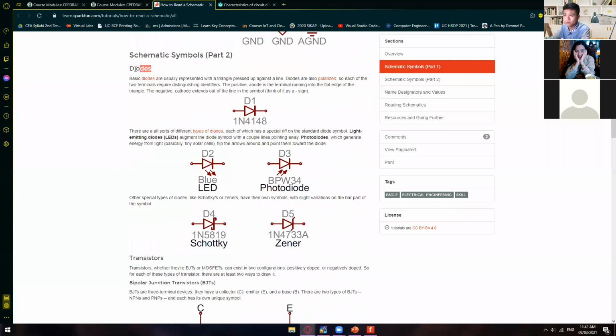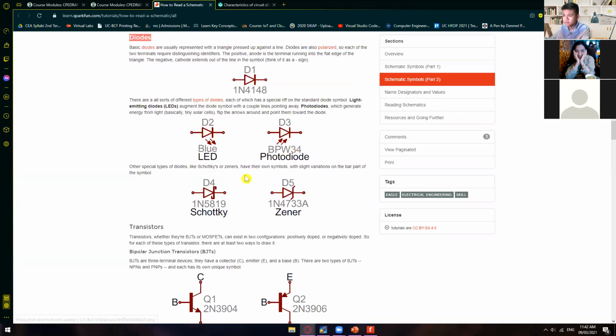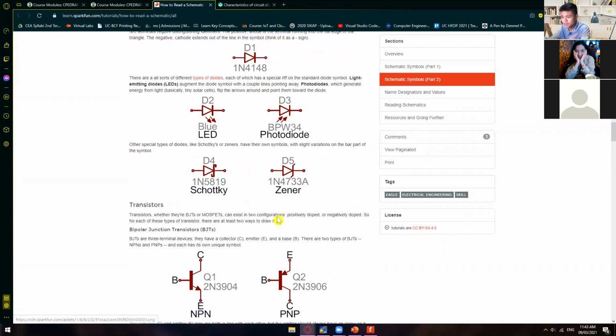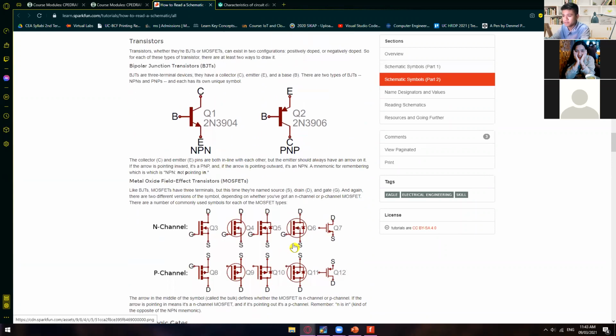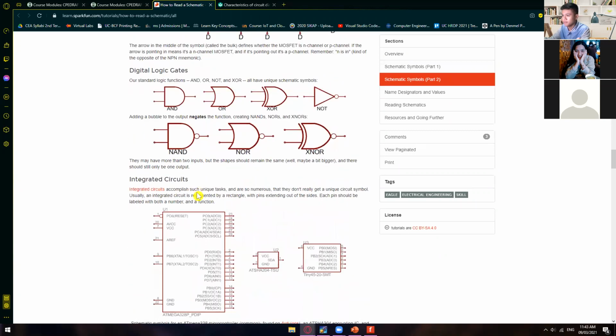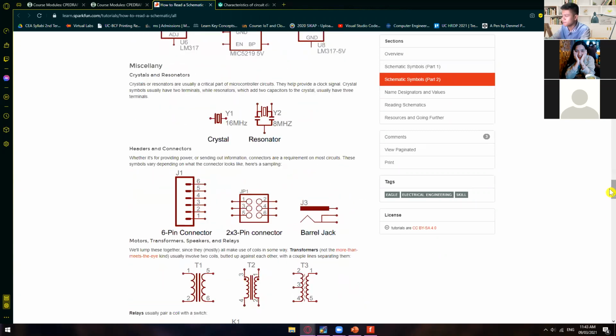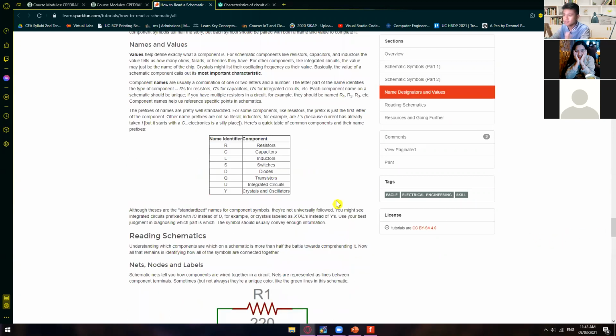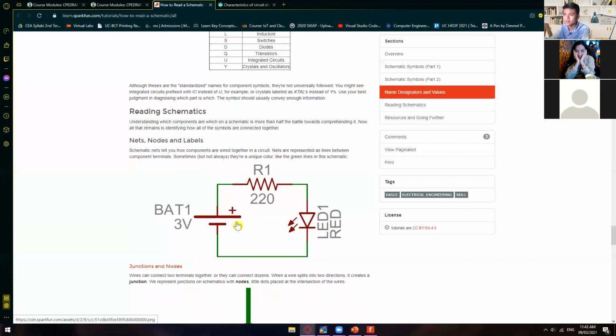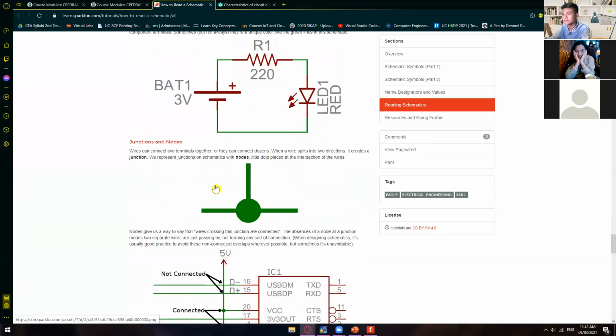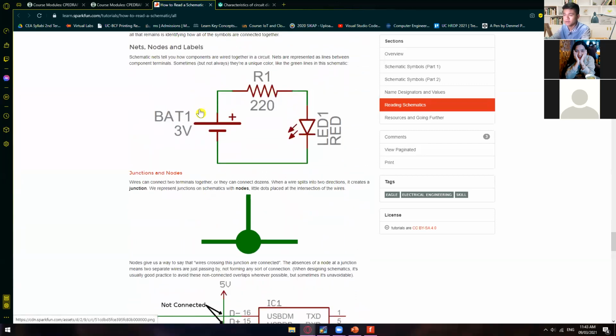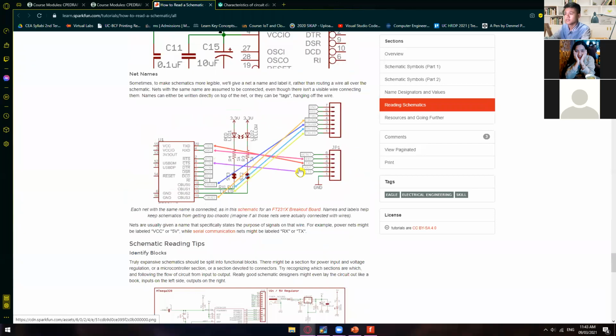And then we have here diodes. For diodes, you guys probably already know this one since you are already done with fundamentals of electronics. And we have here LEDs, photodiode, Schottky diode, Zener diode, NPN junction, PNP junction, and many more. As you can see, this is a very complete cheat sheet for the starter when it comes to creating a certain project. And then here are some of the basic schematic diagrams. We have here the battery, the resistor, the LED, and many more.